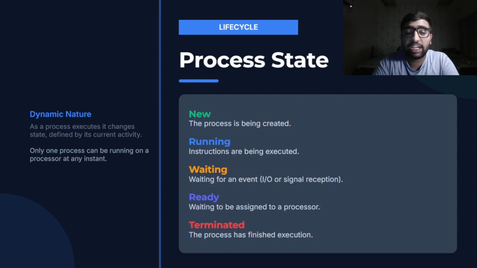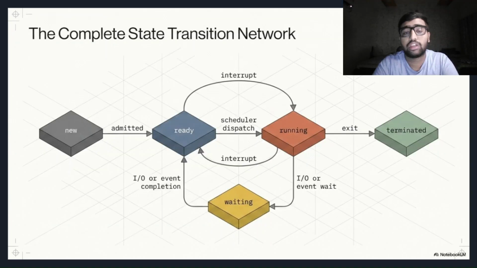Then a process might have to wait for a certain event to occur, for example the completion of an input output operation or reception of a signal. In this case, the process is in the waiting state. Then we have the ready state, which means the process is waiting to be assigned to a processor. And at last we have the terminated state, which means the process has finished its execution. For a given processor, at a time only one process can be in the running state, whereas there could be many processes in the waiting or ready state.